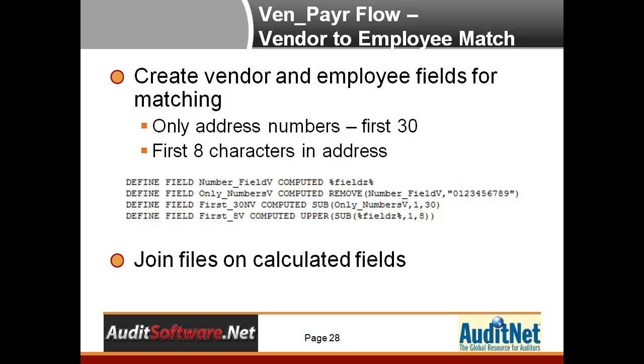So first off, we're going to calculate a couple of expressions, or in this case an address field where it'll just be the first 30 characters that are numbers only, so just the numbers, and then the other one is just 8 characters within the address. So the first 8 characters in the address, regardless if they're numbers or letters or blanks or what have you. And then we're going to do that join on the vendor to employee file, but in 2 different ways. I want to show the differential of doing it in a normal joined fashion and then in a many-to-many fashion.